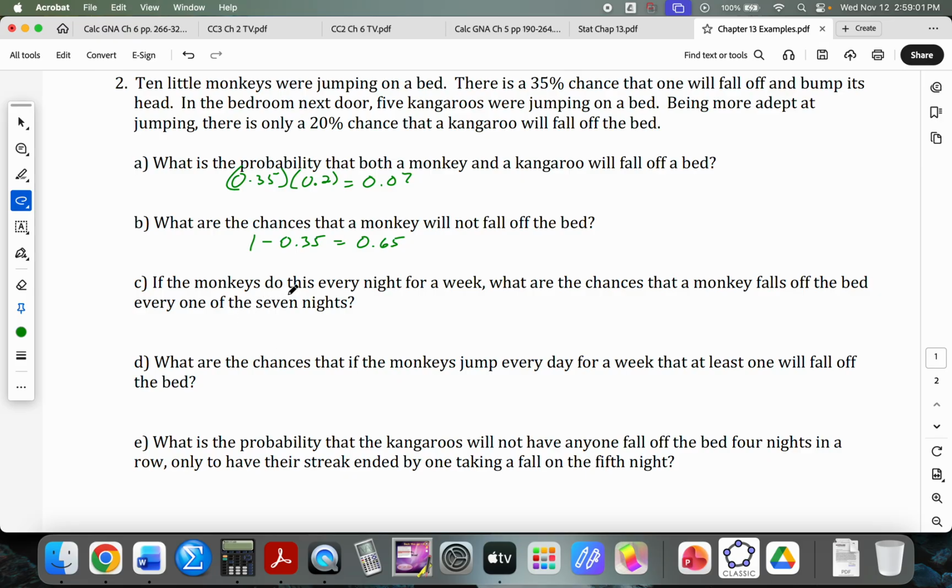So, if the monkeys do this every night for a week, they're going to the hospital. There is no concussion protocol for the monkeys. What are the chances that a monkey falls off the bed every single one of the 7 nights? 0.35 times 7? That's going to be more than 1. To the 7th power, because you multiply by it. It's the percentages. That's almost impossible.